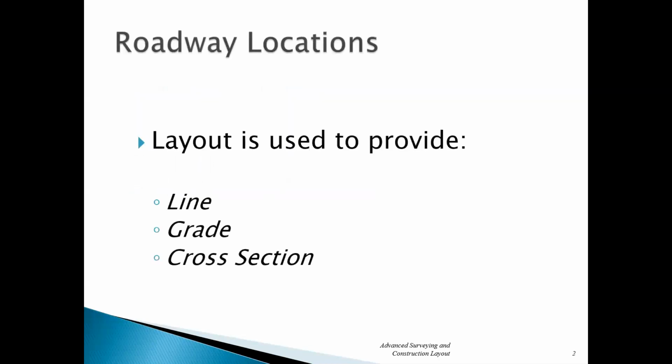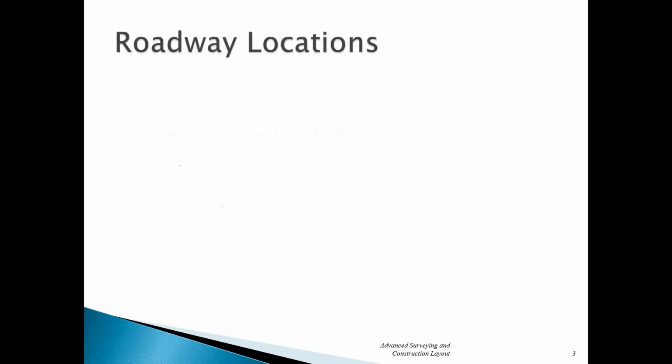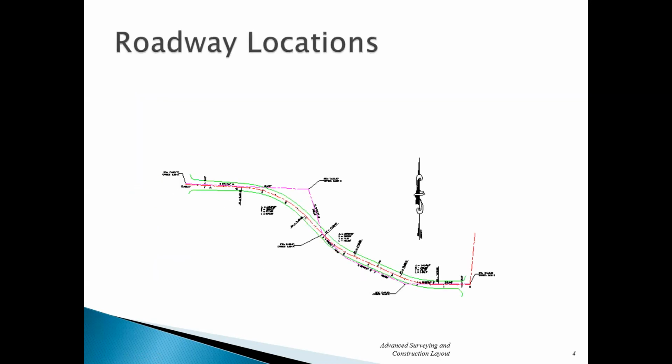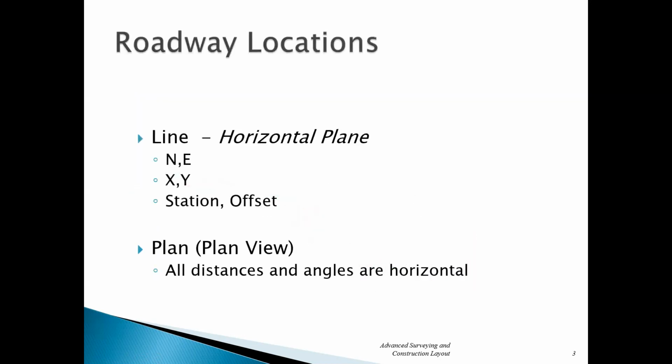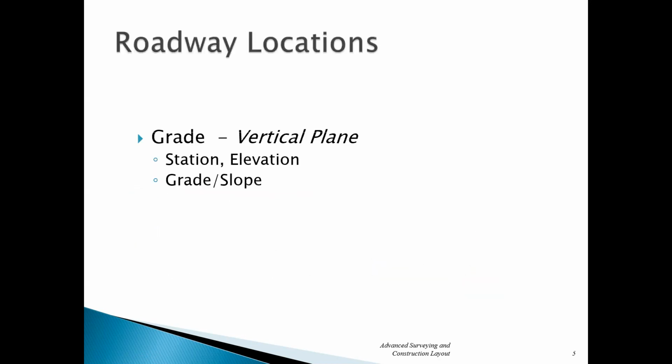So we've talked about providing line. That's what we just showed. Now we're going to talk about grade. And then there's this other thing called cross-section. I don't know how much I'll get into that today, but we'll definitely look at it on Thursday. Plan view, remember, is giving you line primarily, station offset information.